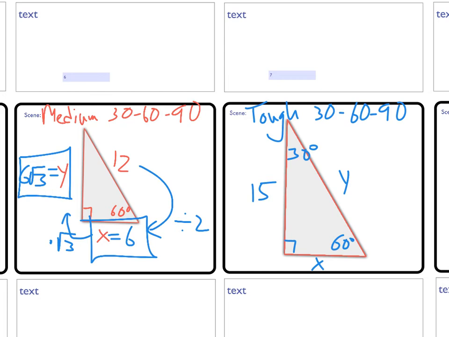Well, to go backwards, we always want to go to the short leg. We're never going to go between the long leg to the hypotenuse. Never going to do that. Always going to go to the short leg and around. Always go to the short leg, no matter what you know. And so here, instead of multiplying by the square root of 3, we're going to divide by the square root of 3.